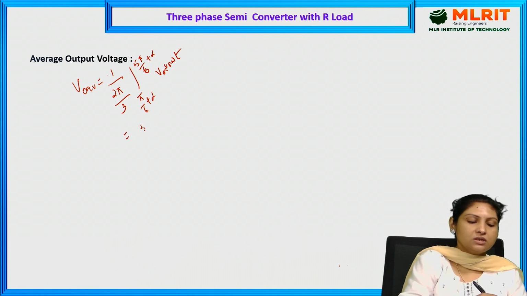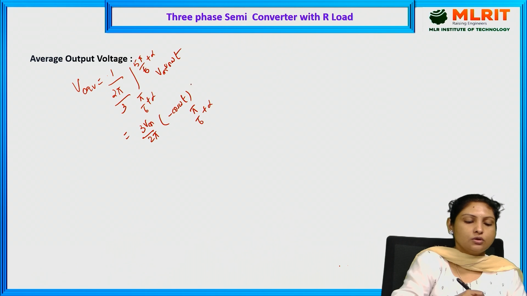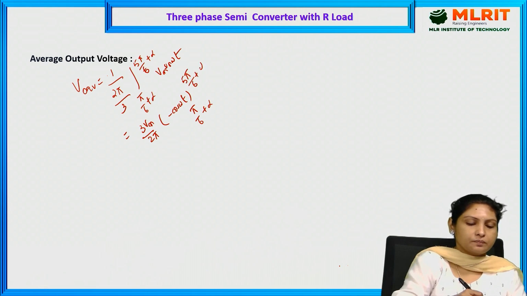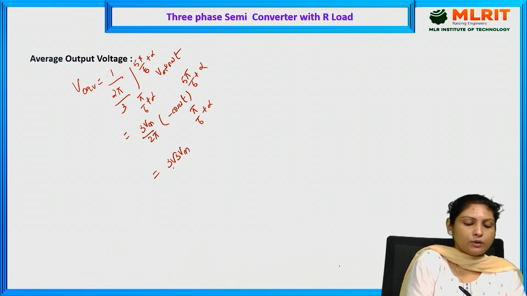So here 3 Vm by 2 pi, and the integration of sine is minus cos within the limits pi by 6 plus alpha to 5 pi by 6 plus alpha, which is equal to 3 root 3 Vm by 2 pi cos alpha.